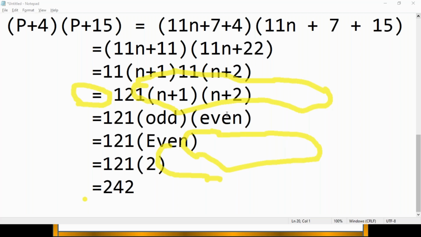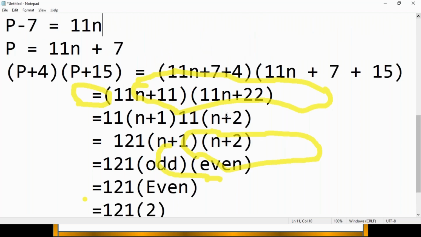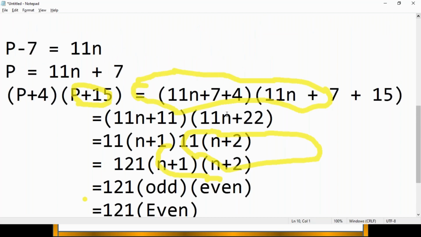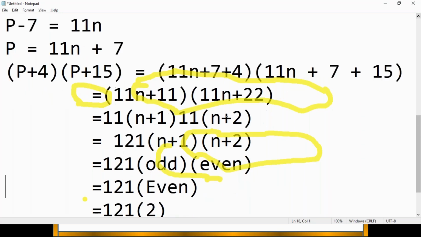They are not giving 882. The number should be more than 883. And P minus 7 is a multiple of 11. So multiple of 11 means 11 multiples. We don't know which one is the 11 multiple, 11 into 1 or 11 into 10, we don't know. Next one.